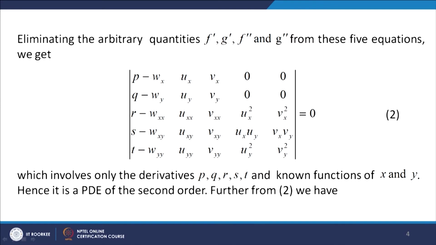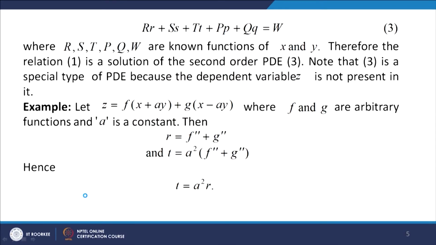Then, when we expand this determinant by the first column, we will have this equation Rr plus Ss plus Tt plus Pp plus Qq equal to W, where R, S, T, P, Q and W are known functions of x and y, and therefore, the relation 1 is a solution of the second order PDE 3.